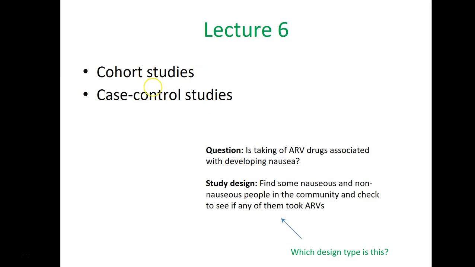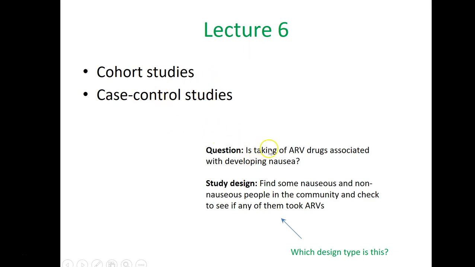A case control is the opposite. We ascertain the outcome first, and we look backwards in time to see what the exposure was. So we find some people with cancer and some people without cancer, and we ask them, did you smoke? And do the math that way. So cohort ascertains exposure first, case control ascertains outcome first. Cohort usually moves forward in time, and case control usually moves backwards in time.